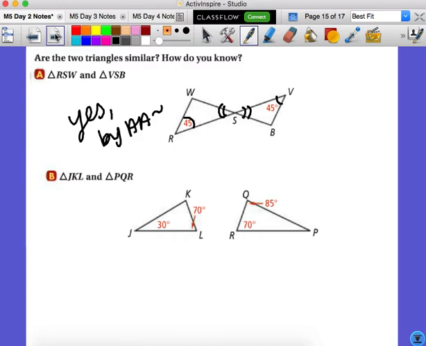Then at the bottom, we've got two angles. 70 and 30 are going to match. And then I want to make sure by subtracting from 180 what those final angles are. So this would be 80 degrees. And then on the right side, if I take out the two I know, this would be 25 degrees. So I only have one angle pair, so these are not similar.